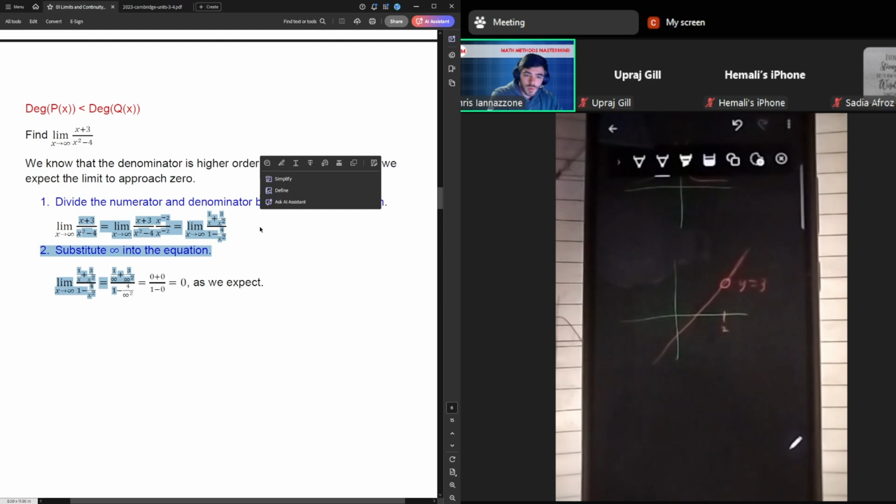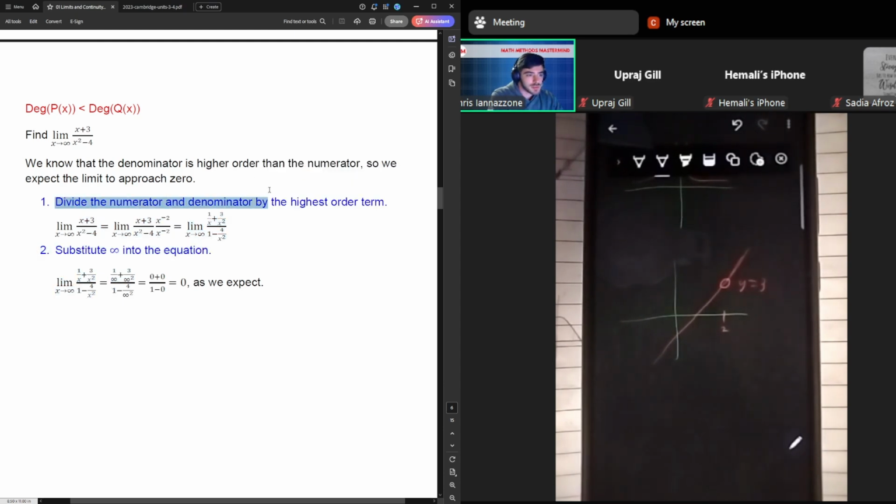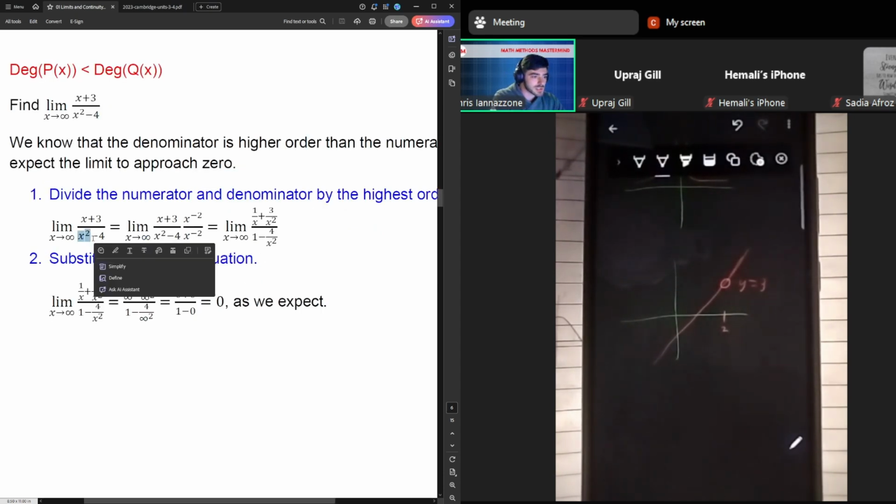As far as why that's the case, if you want to solve any limit like this, you start by dividing the numerator and denominator by whatever the highest order term is, or highest degree term. So in this case, x squared is the highest degree, and so you divide your top and bottom by x squared. That's the same as multiplying it by x to the power of -2.